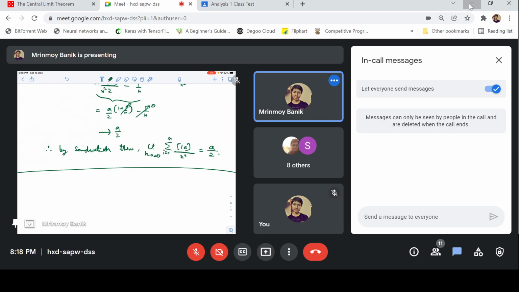Now, why are 2 and 3 equivalent? I will show it next week. Next week we'll show 2 implies 3 and 3 implies 1.